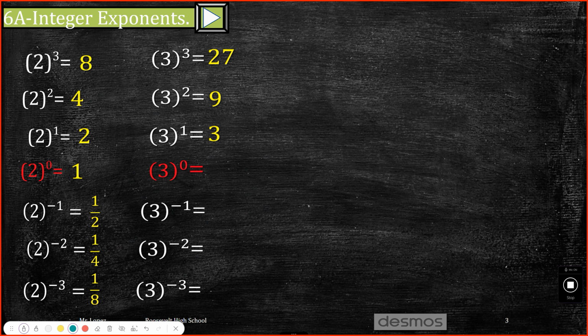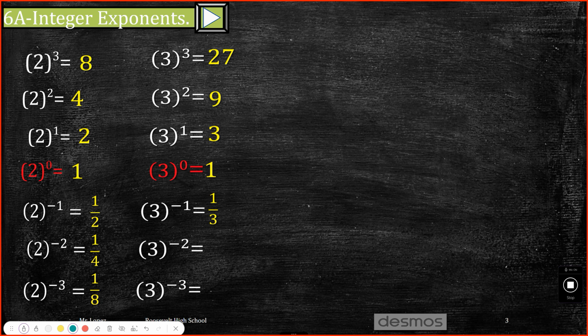It's always divided by the base. 3 divided by 3. What's 3 divided by 3? 1. It's divided by the base. So anything to the 0 power is 1. 3 to the negative 1 power, 1/3. 3 to a negative 2 power.